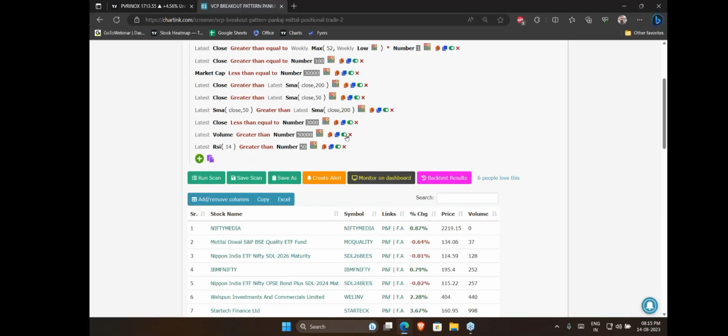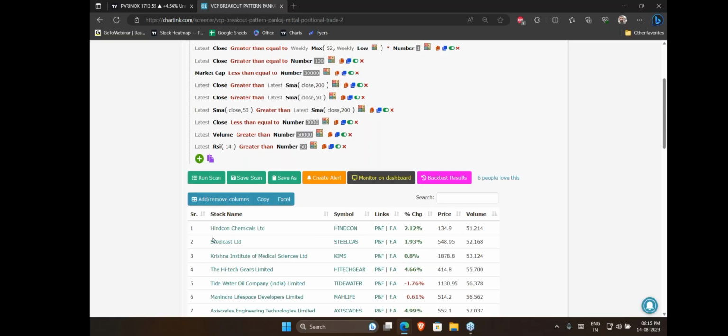So that's why we have a basic condition in which the volume should be greater than 50,000. If I run the scan again, your volume is greater than 50,000, starting from Hindcon Chemicals. Steelcast, which has 52,000 volume. Krishna Institute of Medical Science Limited, KIMS, which has 53,000 volume. Got my point?